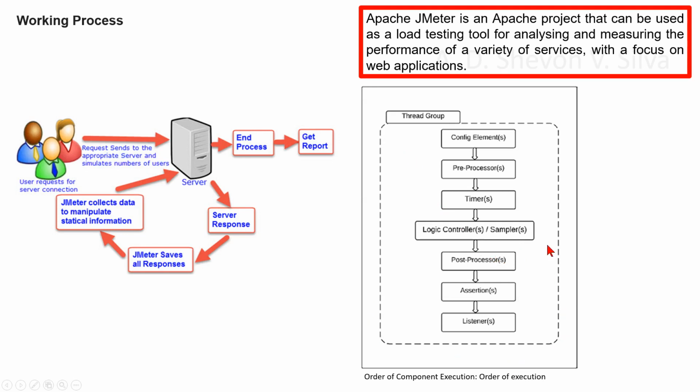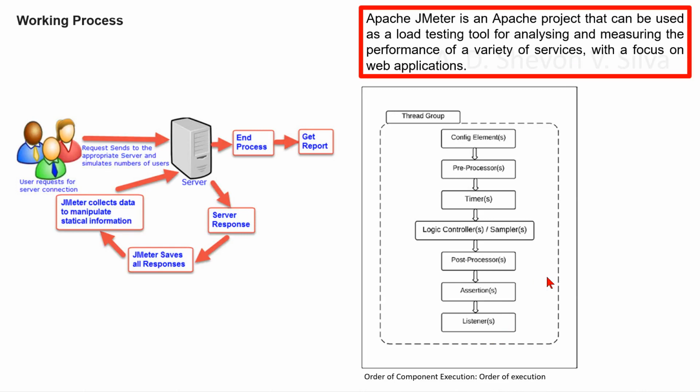Here the config elements, preprocessors, timers, logic controllers or samplers, post processors, assertions and listeners are inside the thread group. Config elements are connected to preprocessors. Preprocessors are connected to timers. Timers are connected to logic controllers or samplers. Logic controllers or samplers are connected to post processors. Post processors are connected to assertions. Assertions are connected to listeners.